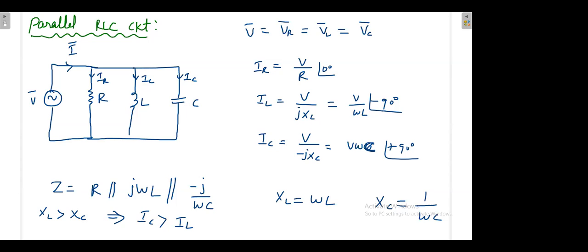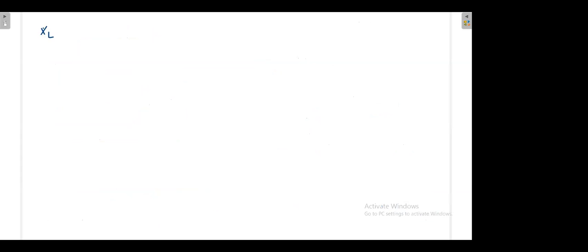Similarly, if you take it in the opposite manner, if XL is smaller than XC, that means the inductor is having less impedance, so the inductor will have more current. So this is the second case.